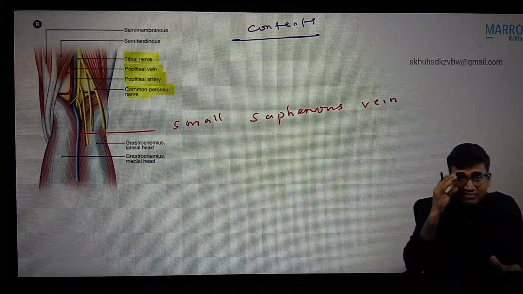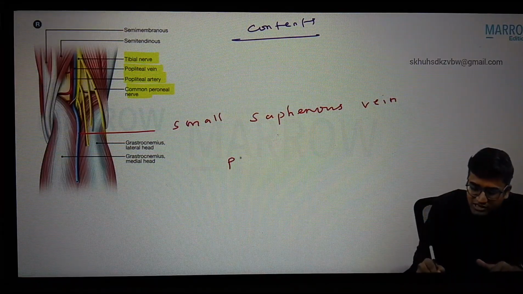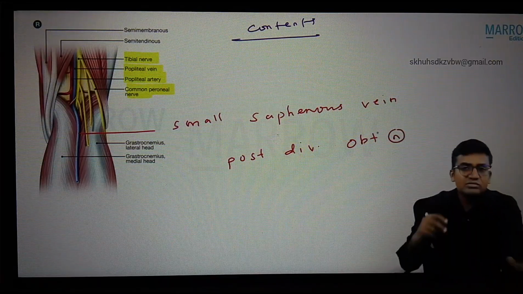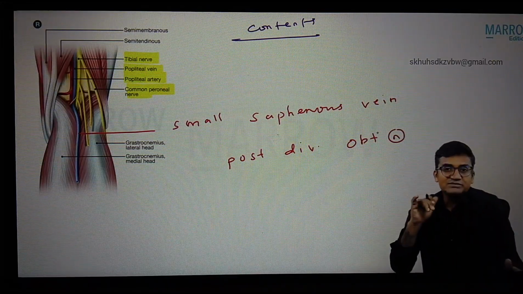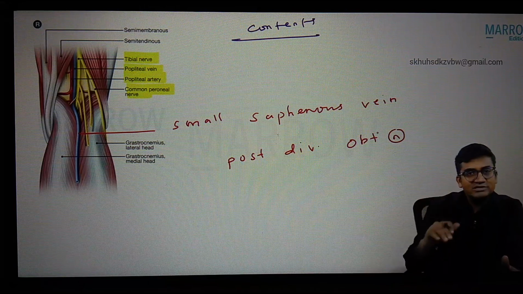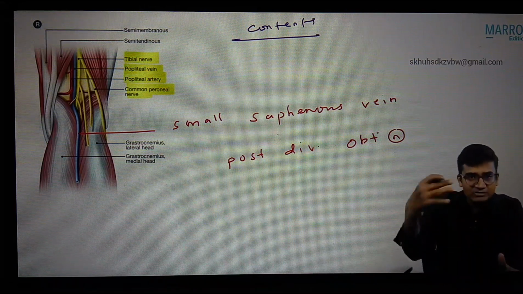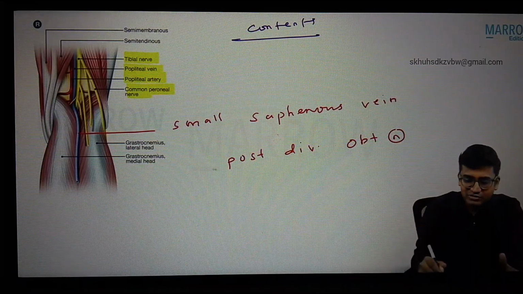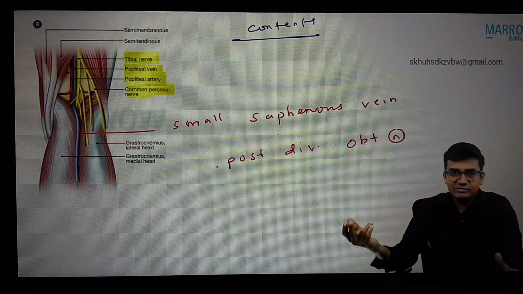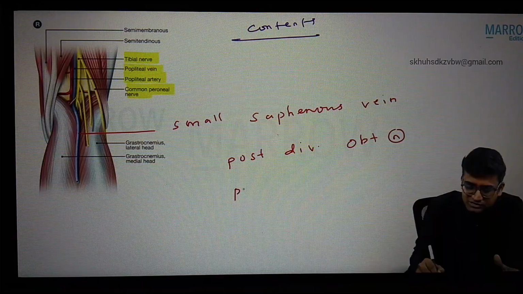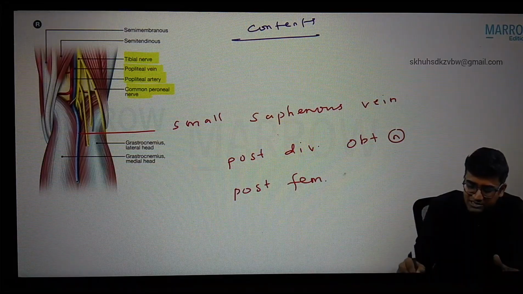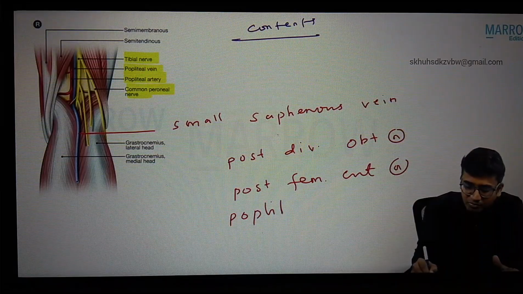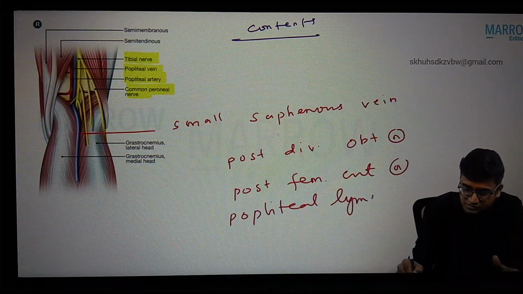Now two more nerves are present, again we are not able to see them in this diagram. Your posterior division of obturator nerve, I told you in the obturator discussion, passes through adductor hiatus, reaches the popliteal fossa and supplies the knee joint and also the popliteal artery. So that is the posterior division of obturator nerve. And one more nerve is posterior femoral cutaneous nerve. And the last content to remember is popliteal lymph nodes.